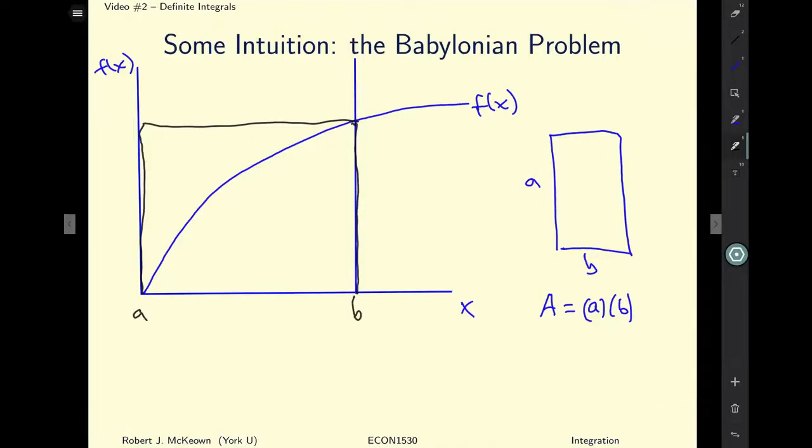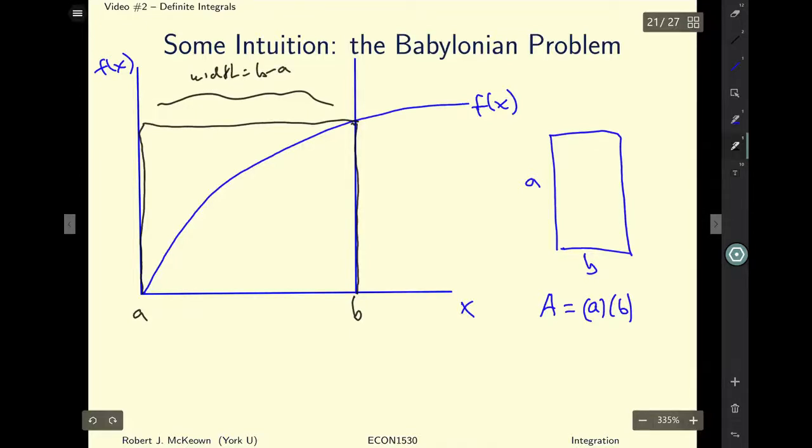And so they've got a rectangle here with width equal to B minus A, or just B. And the height over here is f of B. So the rectangle area is equal to B minus A, or just B, times f of B.